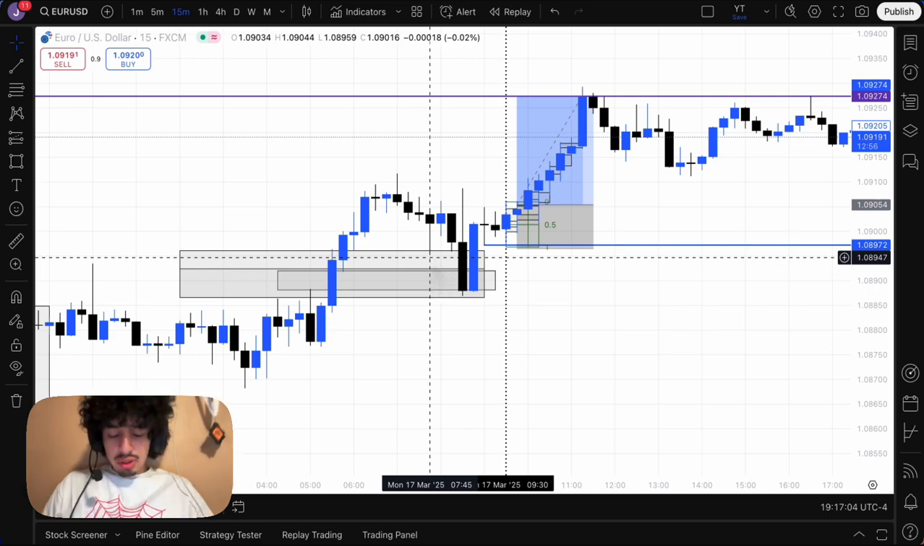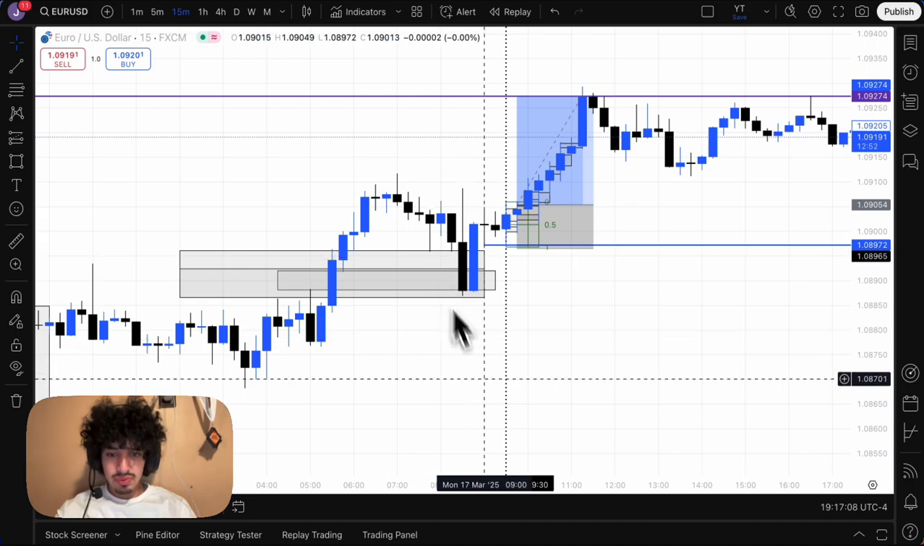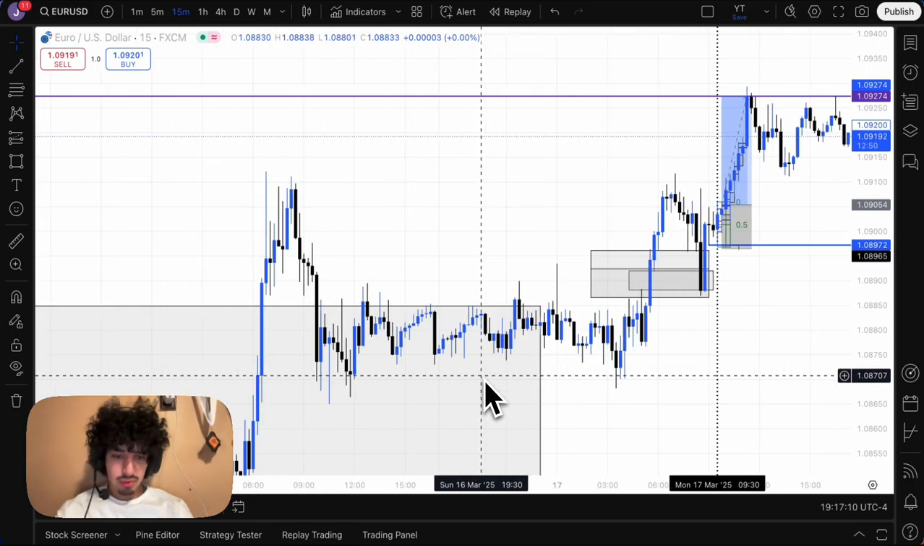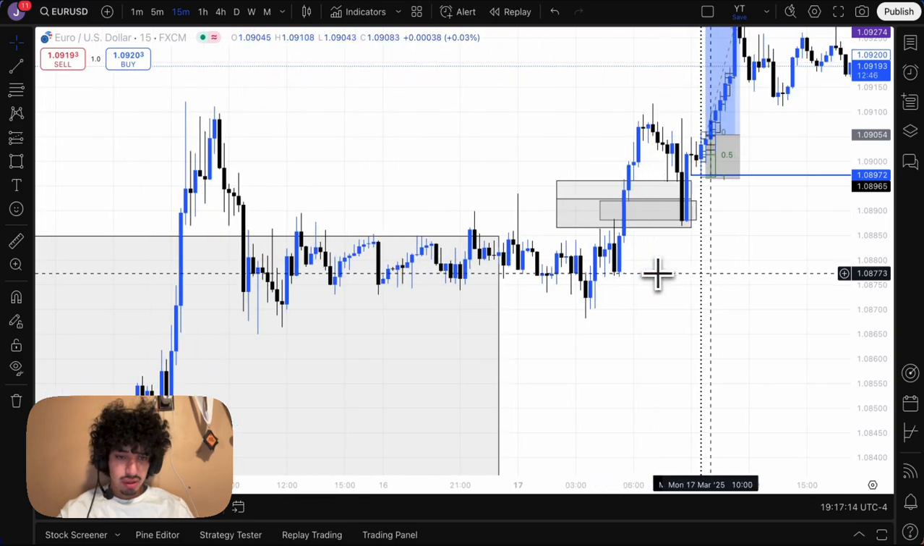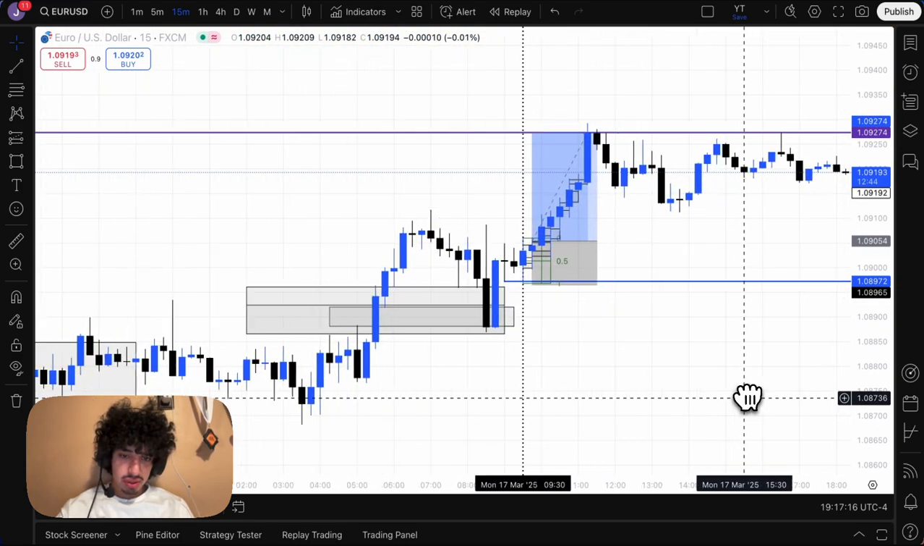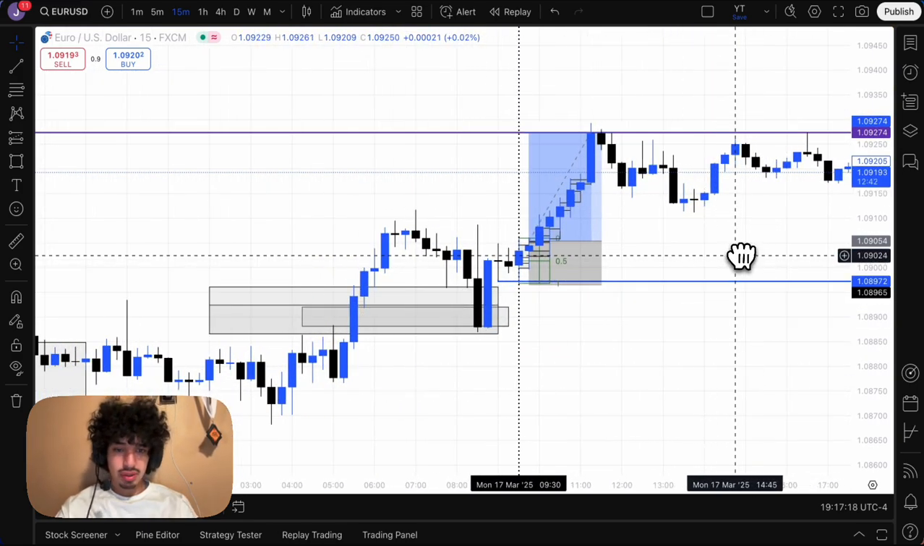Overall looking pretty bullish. Not really many bearish things that I'm seeing, and everything's pretty much following how it should be, and how we would want it to be.